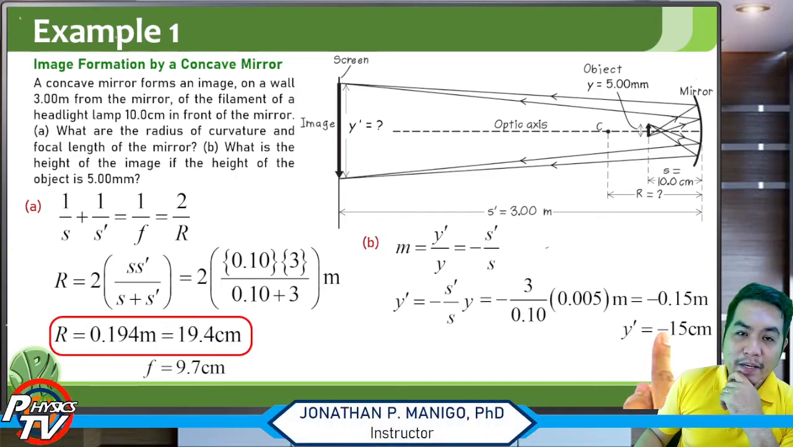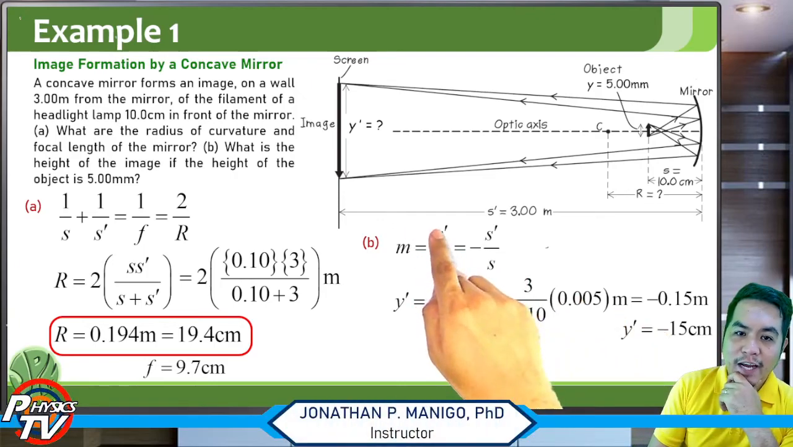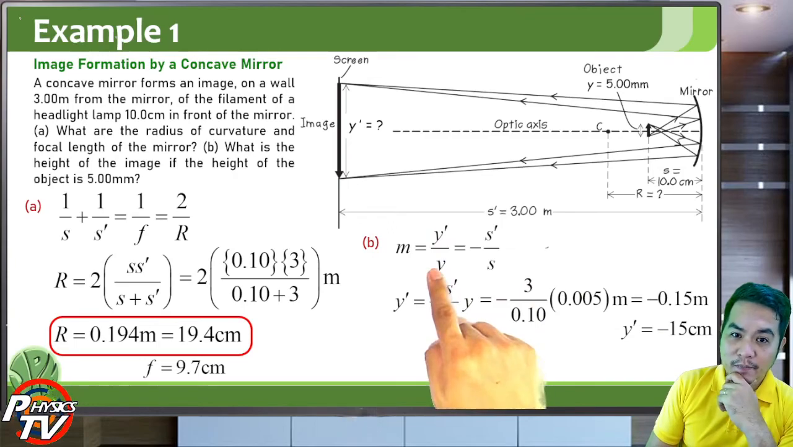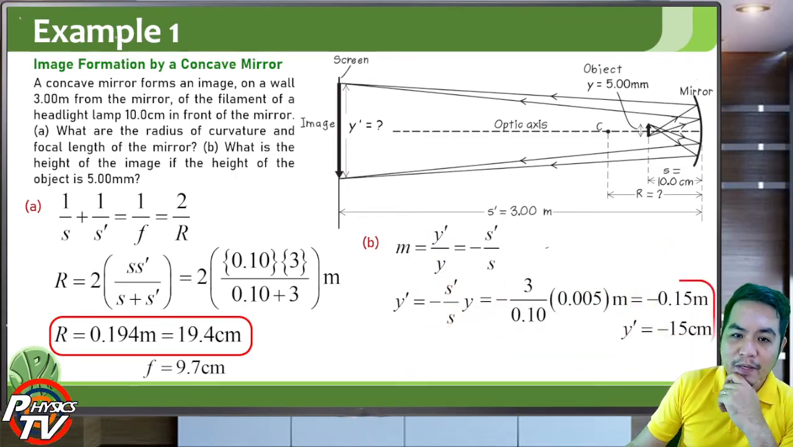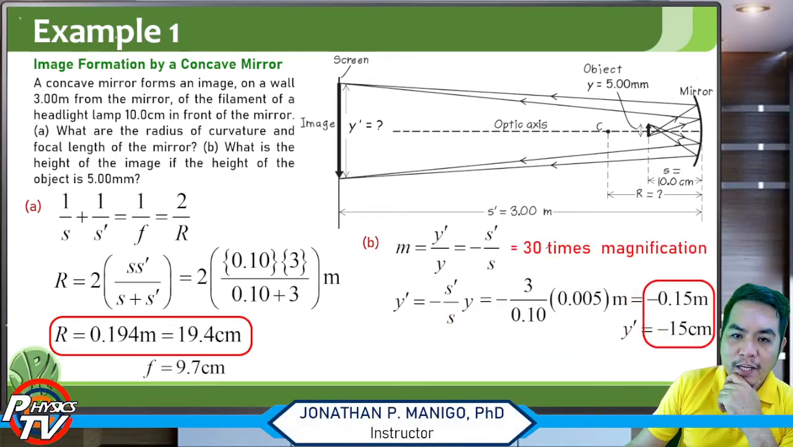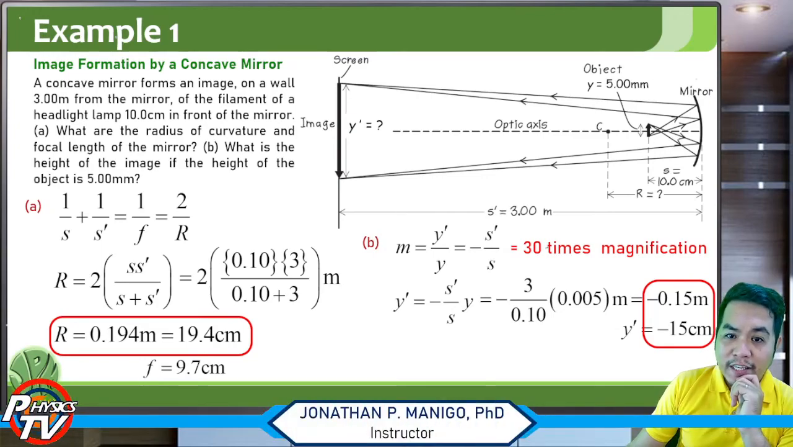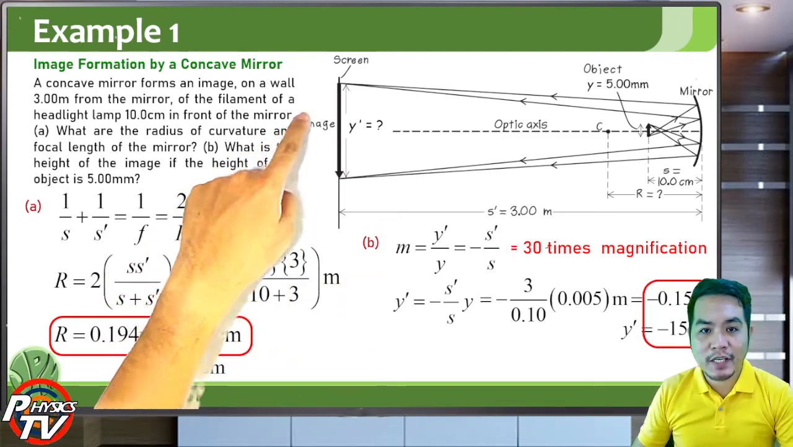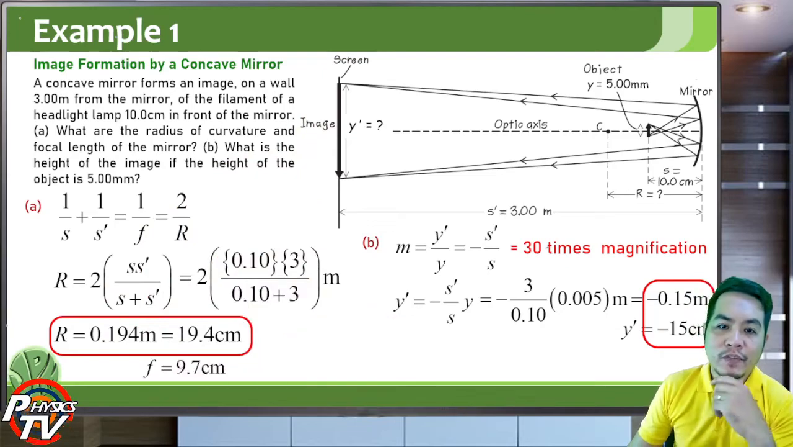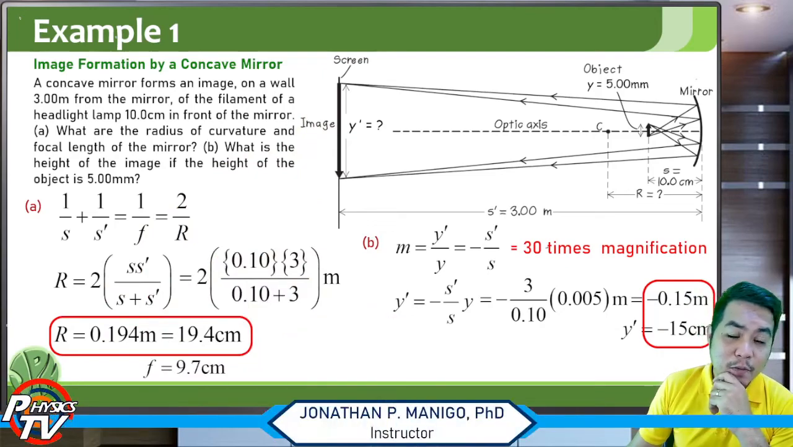So when you take the magnification, the ratio of the height of the image and the object, we'll get a negative result. In this case, the magnification is negative 30. The negative sign implies that the image will be inverted. As you can see here, the arrow is inverted. And the size is 30 times magnified.